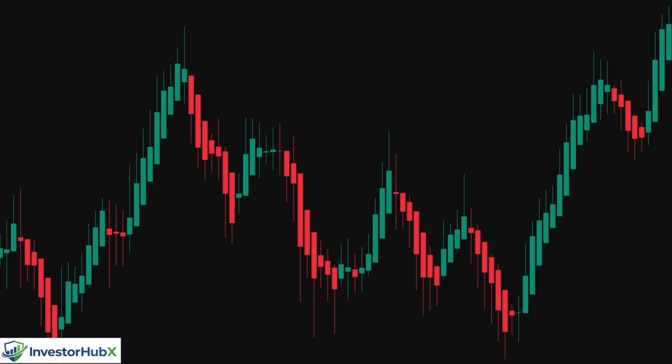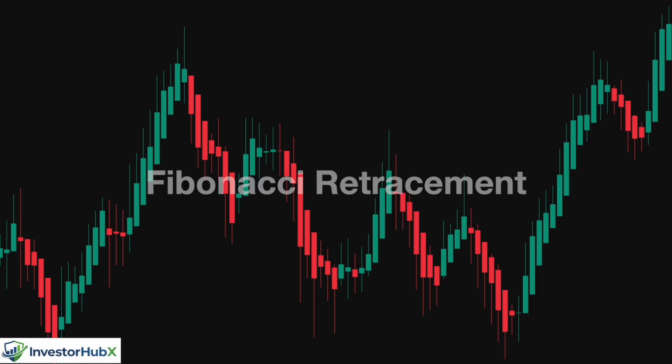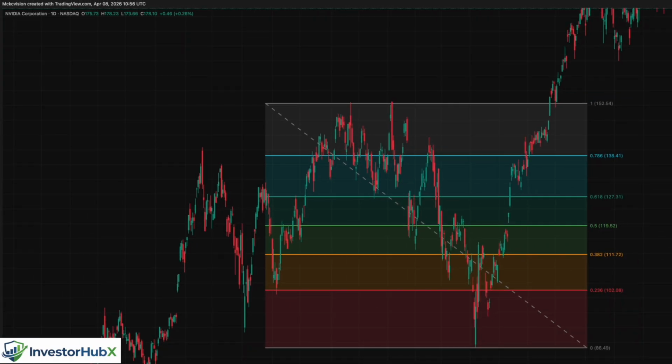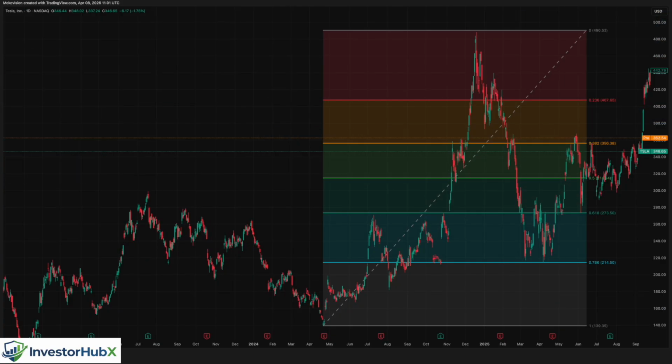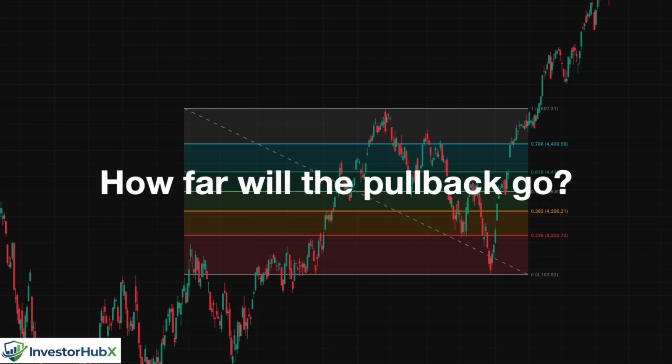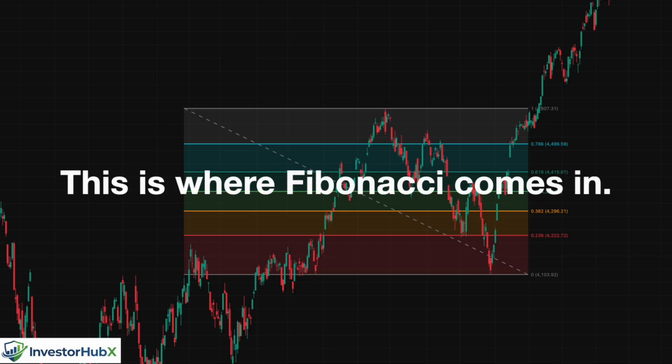In trading, Fibonacci is commonly used through a tool called Fibonacci Retracement. This tool helps traders identify areas where price may temporarily pull back before continuing in the original direction. Because markets rarely move in a straight line, even in a strong uptrend, price often rises, pulls back, and then moves higher again. And in a downtrend, price often drops, bounces, and then continues lower. The question is, how far will the pullback go? This is where Fibonacci comes in.